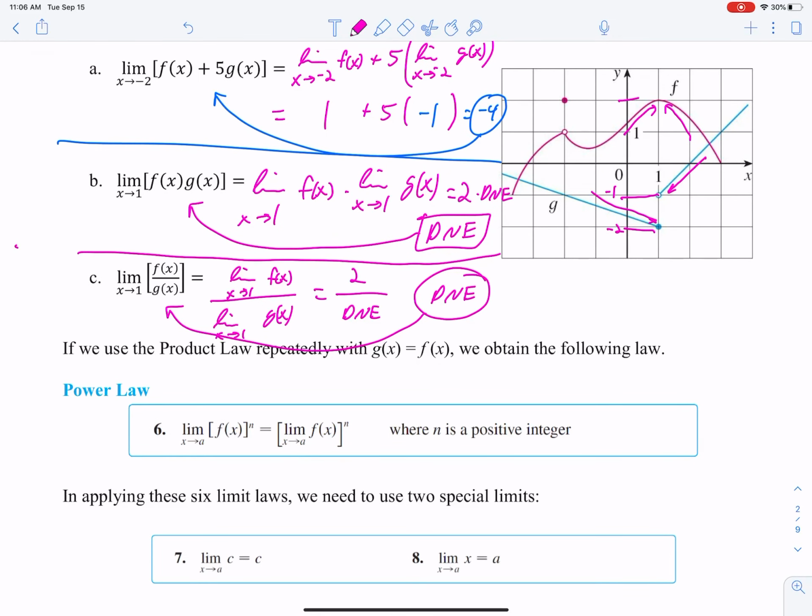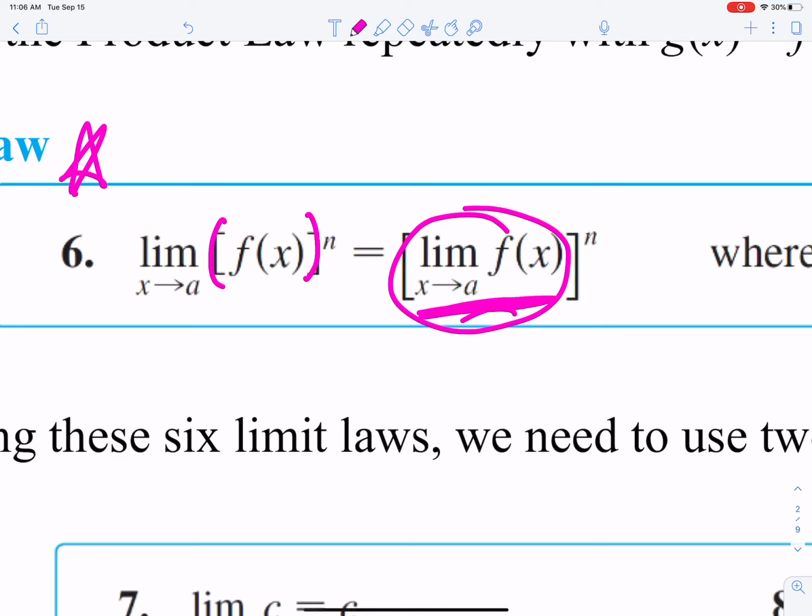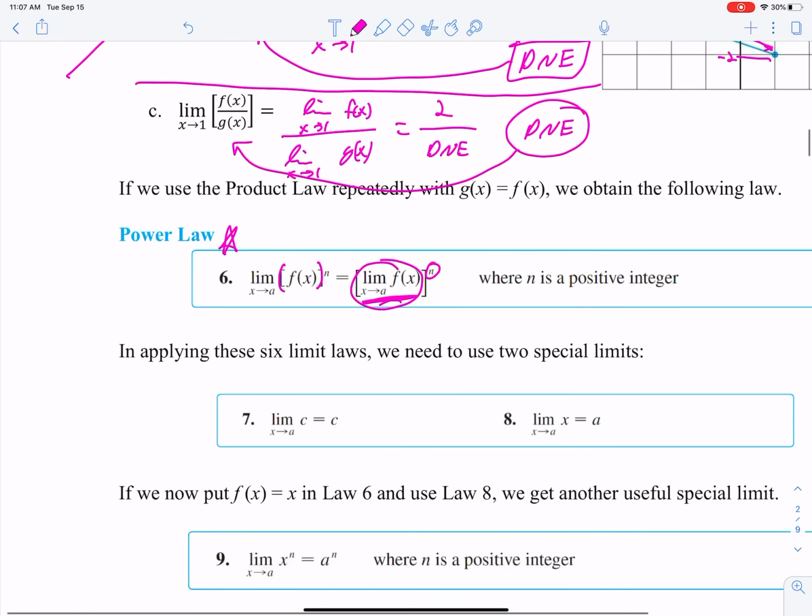So if we use that product law repeatedly, right? We just used the product law in part B. We also have this new rule. Okay, this is another one to know. You need to know every rule we go over today. All right, so the limit as x approaches a of some function to a power, right? The shortcut, the easier way to do it, is find the limit of the function first, take that answer and take it to the power of n. Okay, that's important.